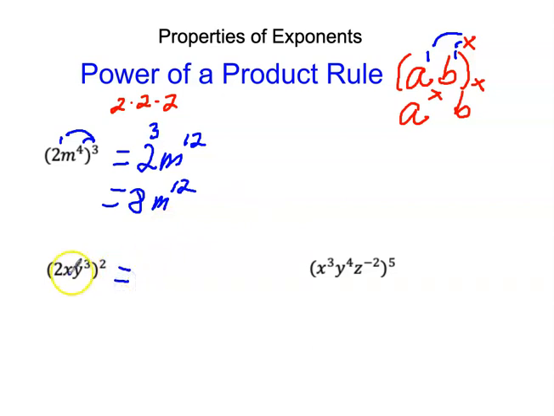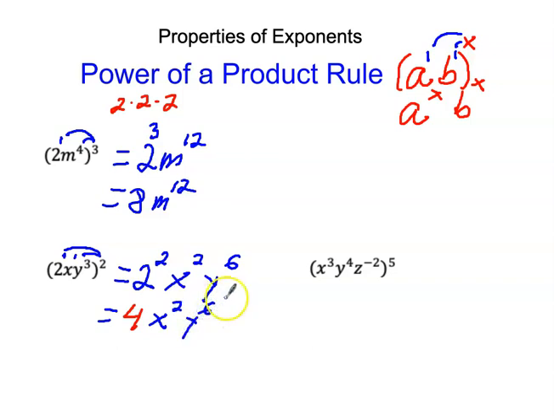Well, let's look at this problem. Again, this is 2 to the 1st power, x to the 1st power, and y to the 3rd power. So what do we have? We write 2, distribute the powers here, 2 squared, x squared, and y is 3 times 2 is 6th power. But again, we cannot leave 2 squared. We have to evaluate. So 2 squared is gonna be 4, and we're gonna have x squared over here and y to the 6th power over here, okay?